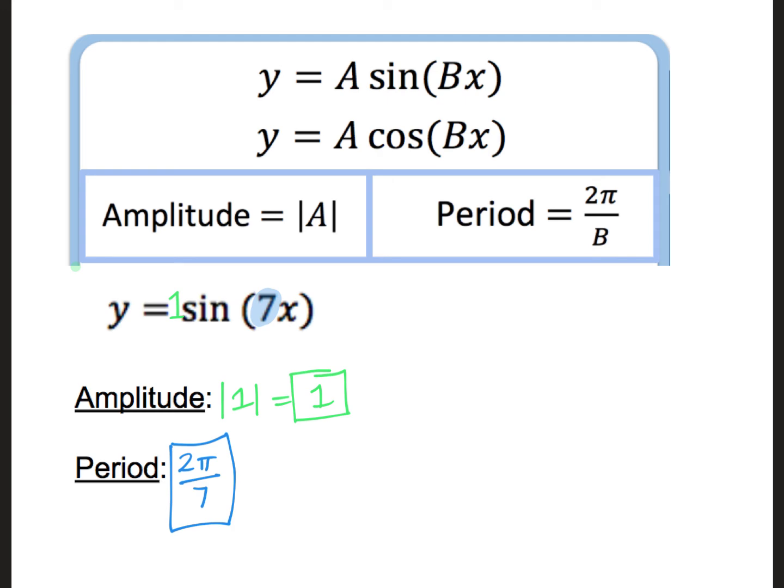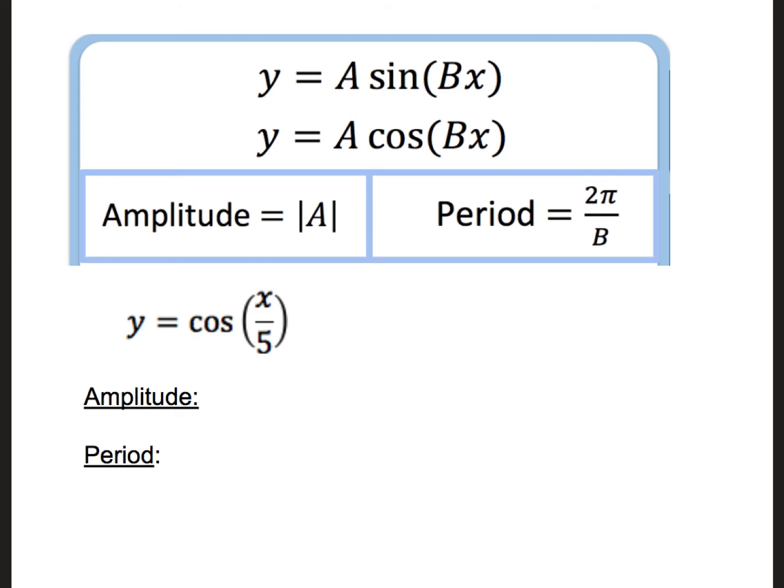All right, let's look at your next one. We have y equals cosine of x divided by 5. Again, for amplitude, we're looking for that a value, which is in front of our trig function. In our case, there's nothing there, so really there's a sneaky little 1. So my amplitude is going to be the absolute value of 1, which is just 1.